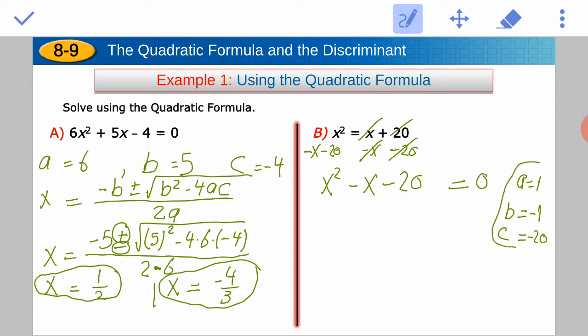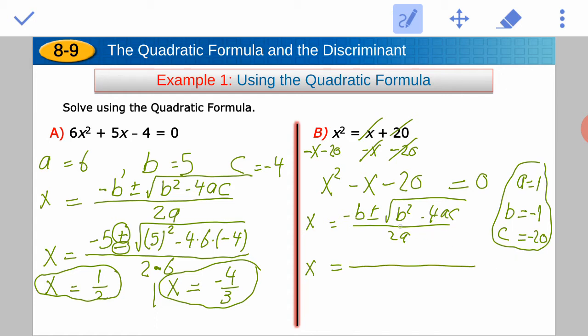Using this information, I can write my quadratic formula. The quadratic formula, x equals, you remember guys, it's written in front of you, negative b plus or minus square root of b squared minus 4ac, all divided by 2a. Now substitute in this formula with the given information, with the information a, b, and c.